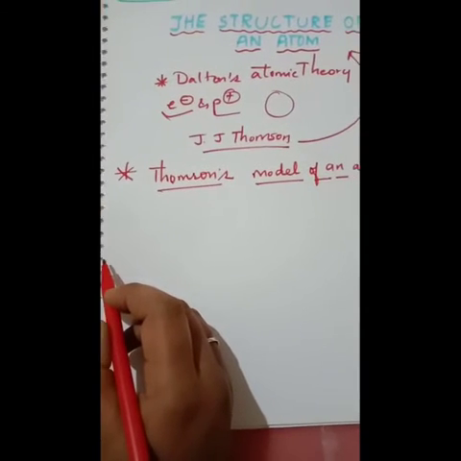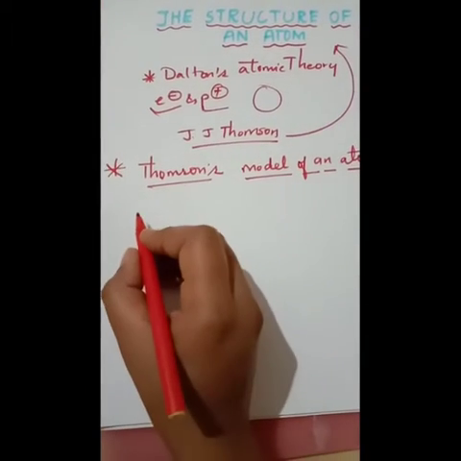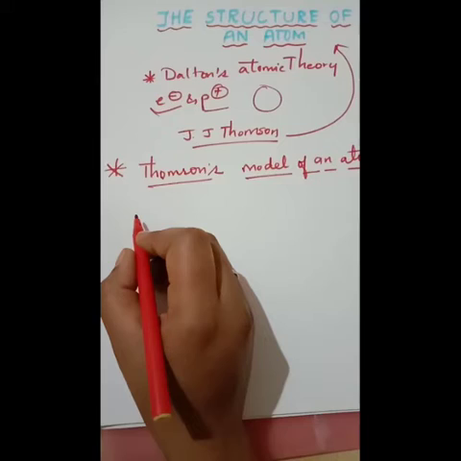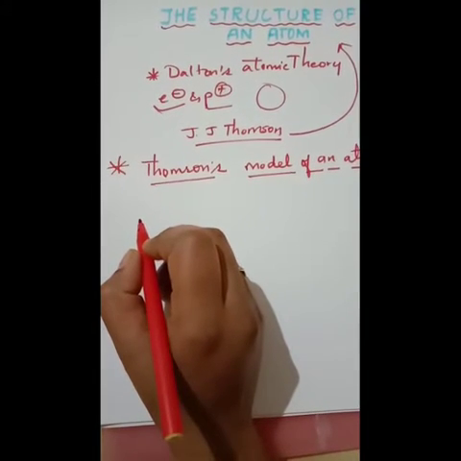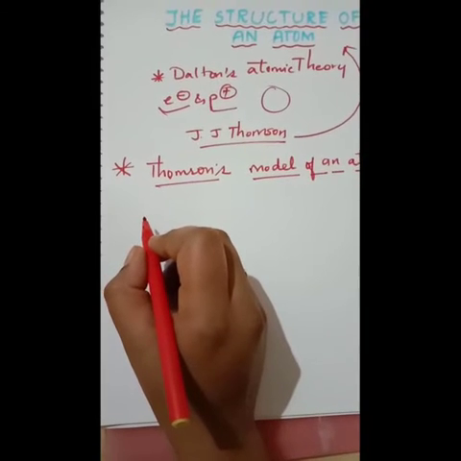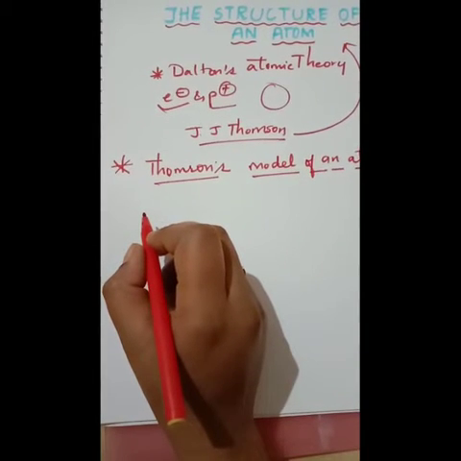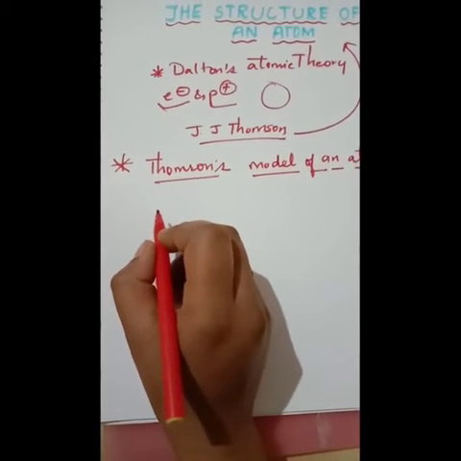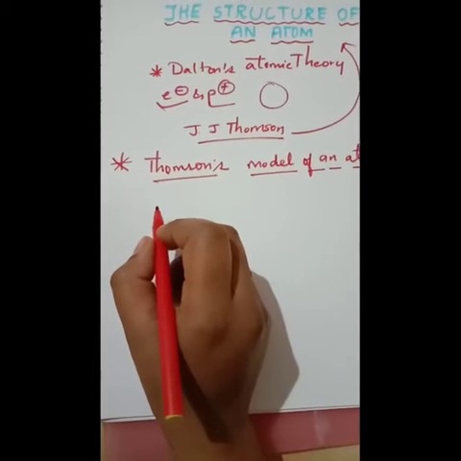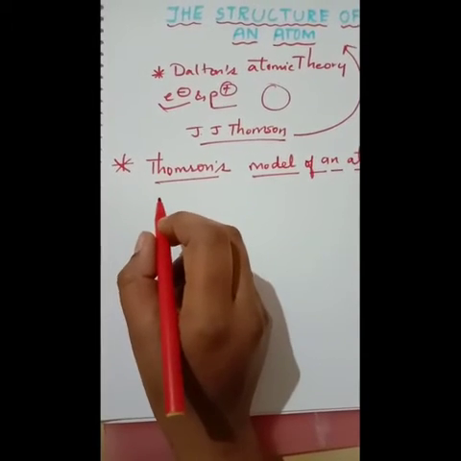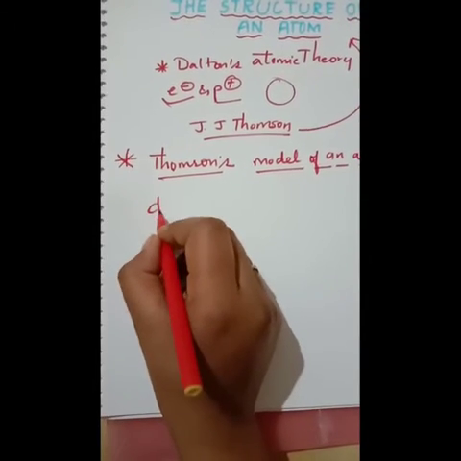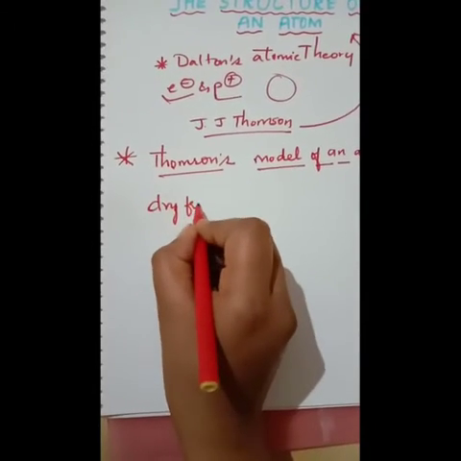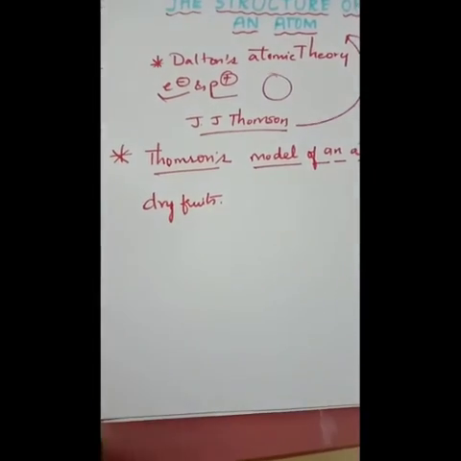So Thomson proposed the model of an atom which is very similar to Christmas pudding. Okay, so here Christmas pudding is taken as an imaginary example. The electrons in a sphere of positive charge were like dry fruits. So in a spherical Christmas pudding, the electrons are just like dry fruits. You might have seen Christmas pudding, right?